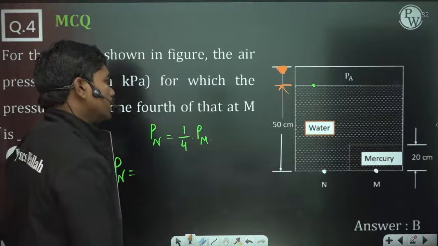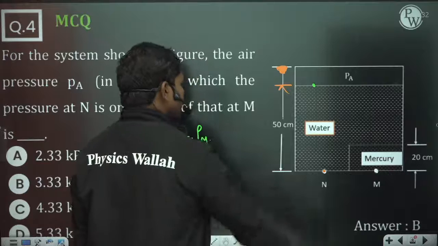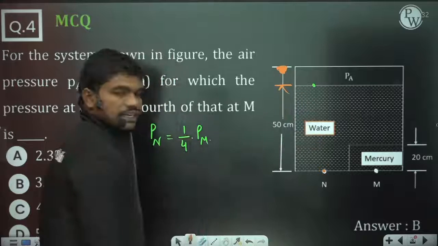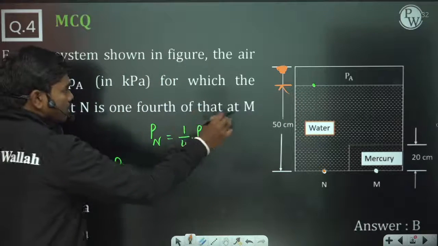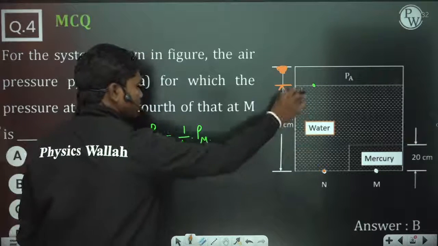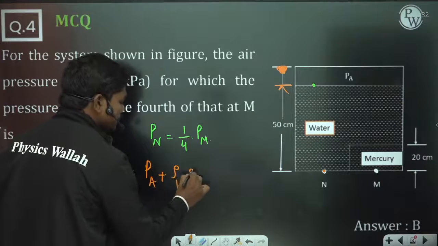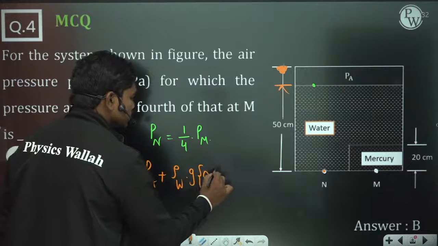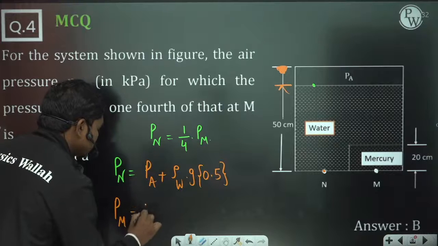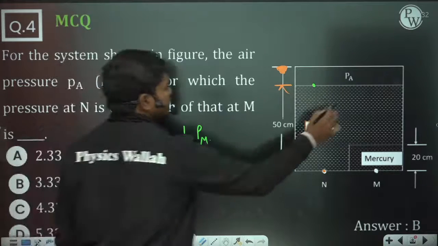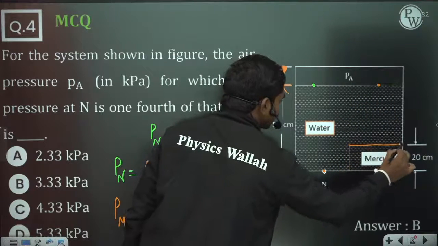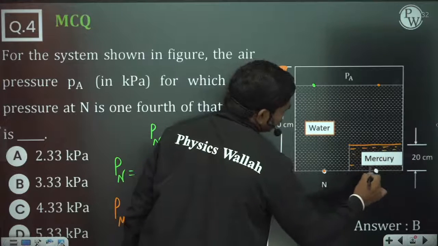Now if you want to calculate the pressure at this location N, it is equal to pressure at this location plus the total pressure due to this water column of 50 centimeters. Correct? So Pn is equal to Pa plus pressure due to this 50 centimeters water column. So this is density of water times g into 0.5 meters. Similarly, pressure at location M is how much? Pressure of this air plus pressure due to this water column plus pressure due to this mercury column which is filled till this point.